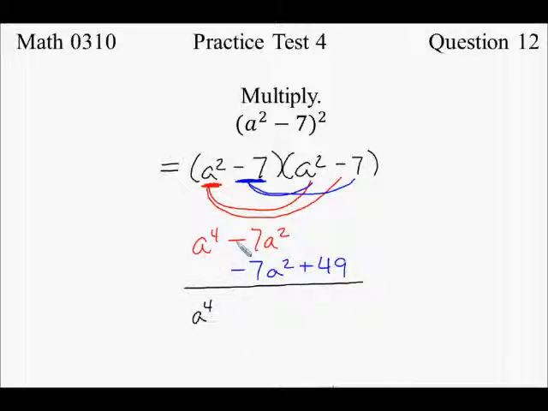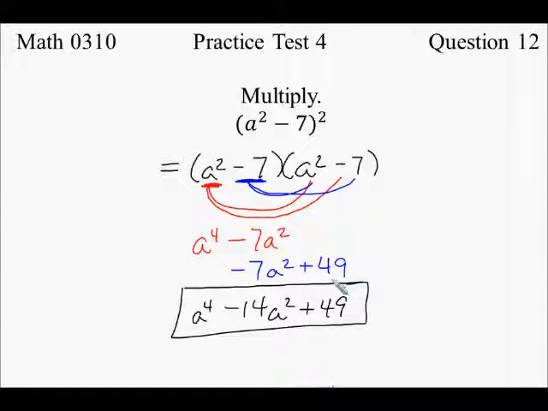a to the 4th, minus 7 and another minus 7 would give us minus 14a squared and plus 49. So a to the 4th minus 14a squared plus 49. And that is answer choice A.